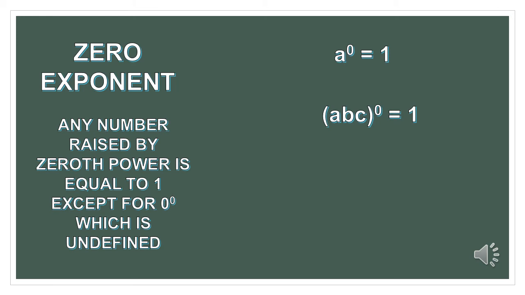So, ibig sabihin, the entire factors or the entire term is raised by 0th power, still it is equal to 1. Next, we have 2 raised to 0th power is also equal to 1. And 10 raised to 0th power is also equal to 1. Okay, do not forget that, class.